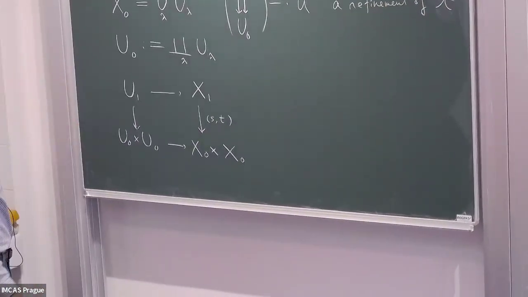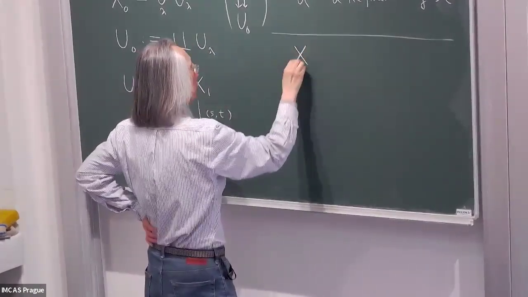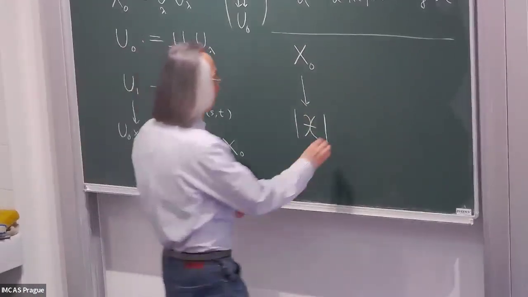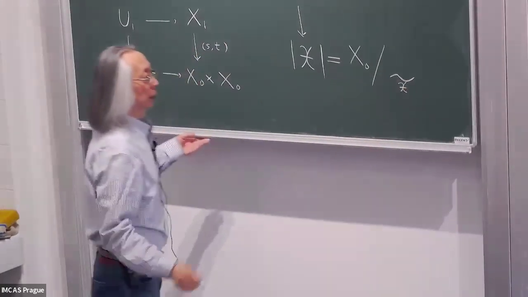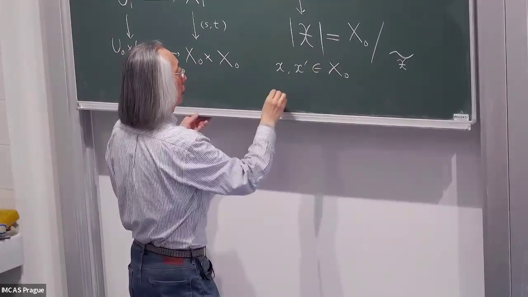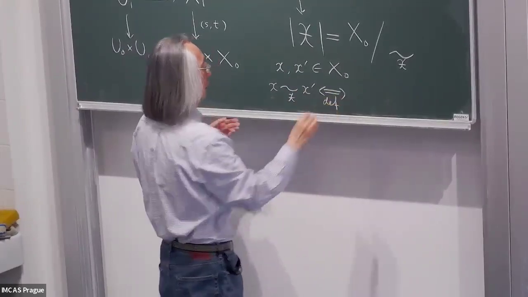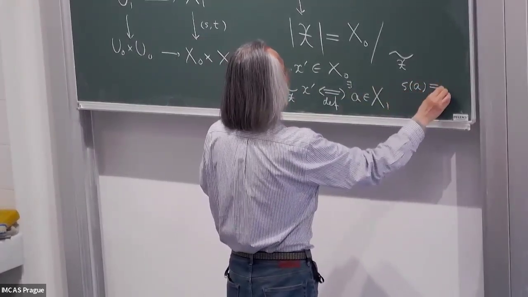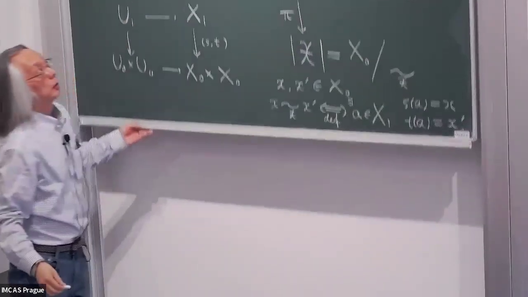But in fact, maybe I have to remember another thing. I have a space of objects, and I want to have a map like this. So what is this? This is actually the coarse space of X0 by X. Namely, if we have two objects x and x prime, these two are equivalent if and only if there is some morphism A in X1 so that S of A is equal to x and T of A is equal to x prime. So I may denote this projection by pi.